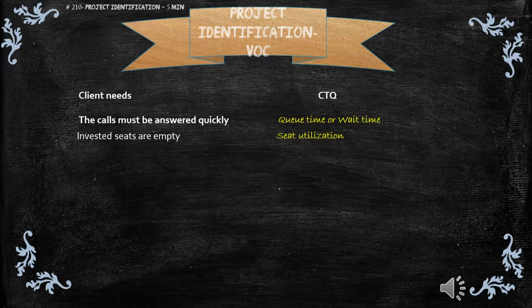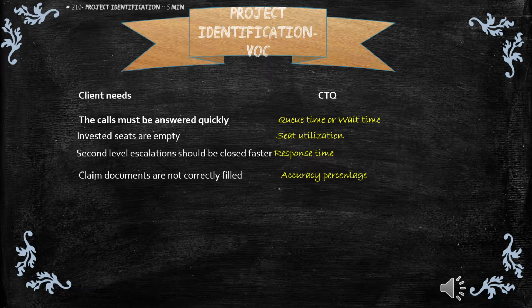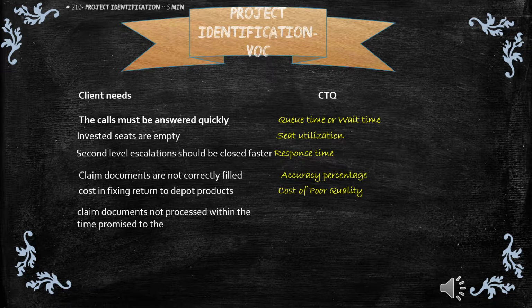In the next example, the client says second level escalation should be closed faster. What could be the possible corresponding CTQ? Response time. A client says that medical claim documents are not correctly filled. Which metric CTQ would you target? Accuracy percentage. A tech support client has incurred a lot of warranty cost in fixing return to depot products. What do we look into? Cost of poor quality. Next, your client says, we do not process claim documents within the time promised to the customer. The CTQ will be processing time.